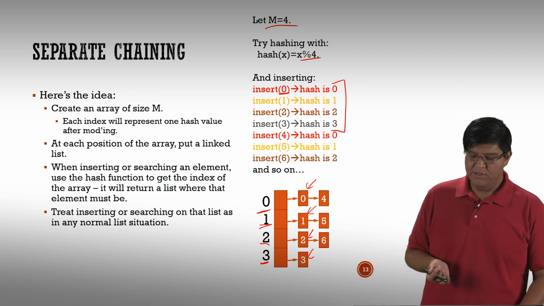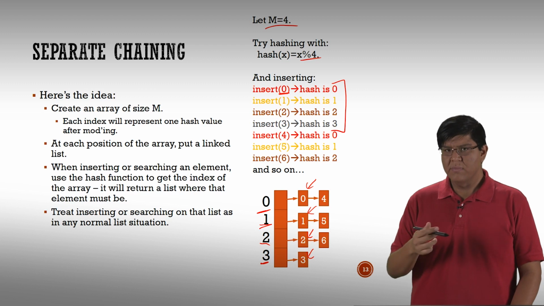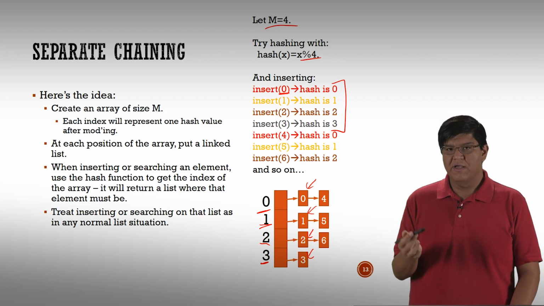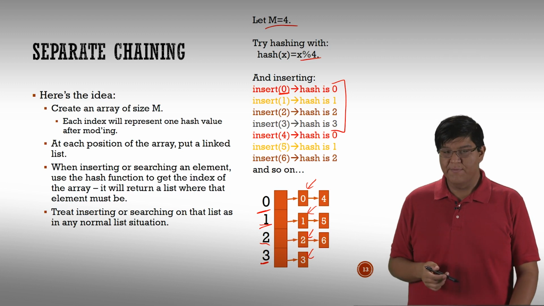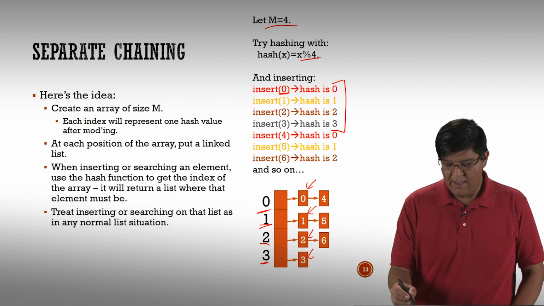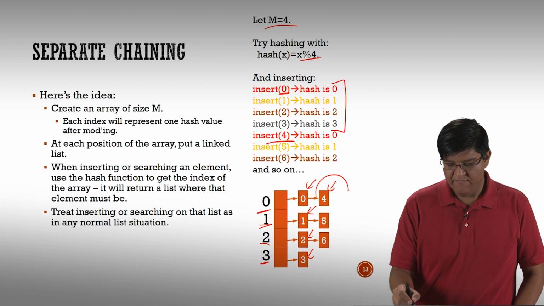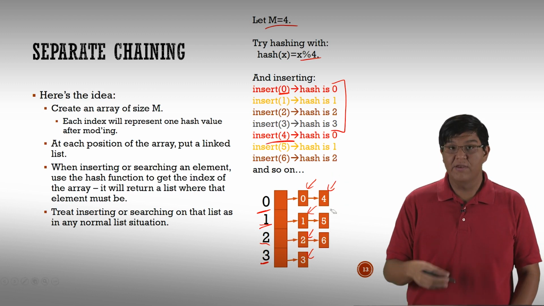This is where we start getting collisions. I'll insert 4. 4 ends up hashing and modulusing to 0, so I have to put it at that first position. That means I'm added to the linked list, so this thing over here is now showing up at the end. It's just like I'm putting it into that bucket.